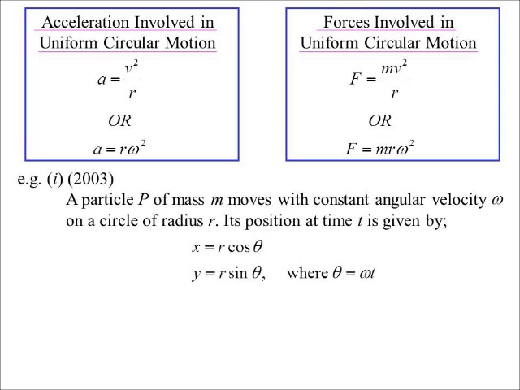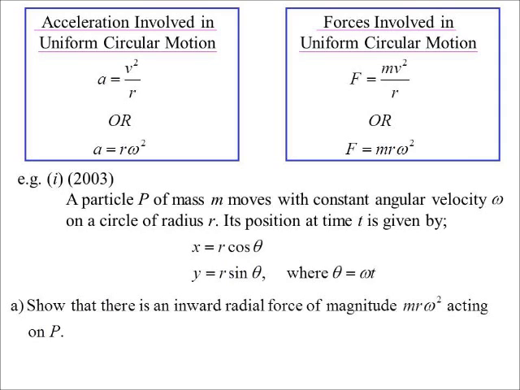So let's have a look at a question. 2003 paper. Particle P of mass m moves with constant angular velocity in a circle of radius r, its position at time t given by R cos theta, R sin theta, where theta is omega t. You'll notice it's using the parametrics for the circle. Show that there is an inward radial force of magnitude mr omega squared. So in other words, it's asking us to prove that force is mr omega squared.